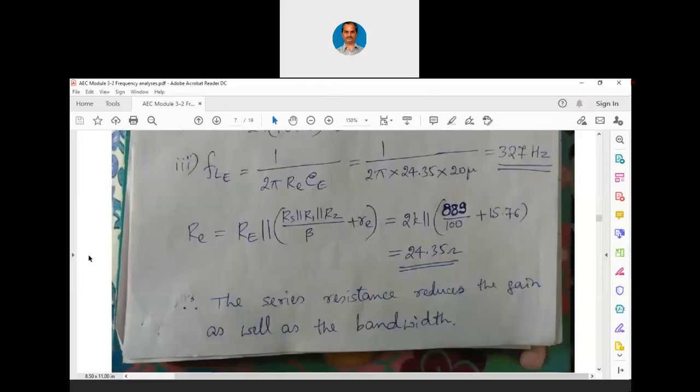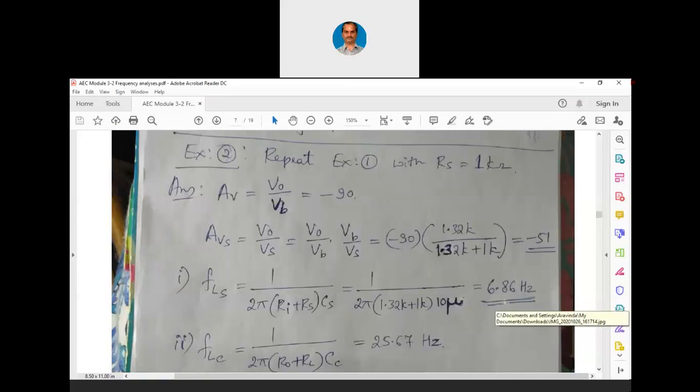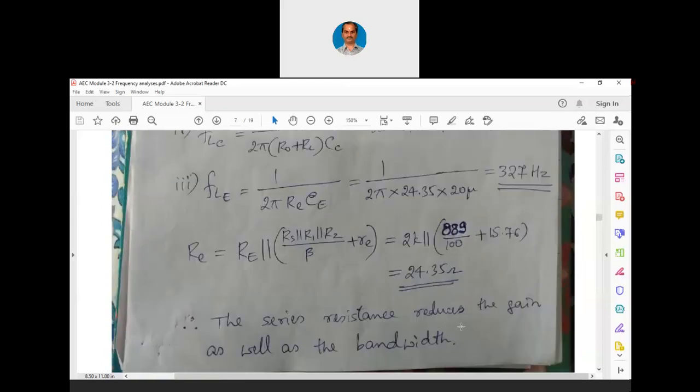Let me proceed. The series resistance reduces the gain as well as the bandwidth that we have seen now. The series resistance, or the source resistance, is reducing the gain. Minus 90 became minus 51. And it is reducing the bandwidth also.